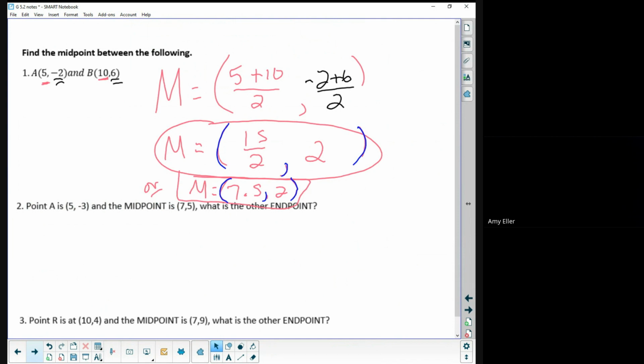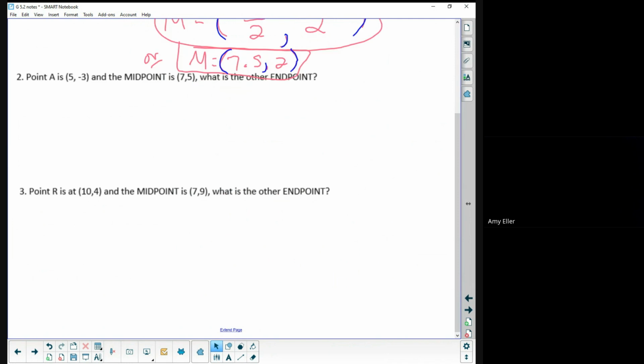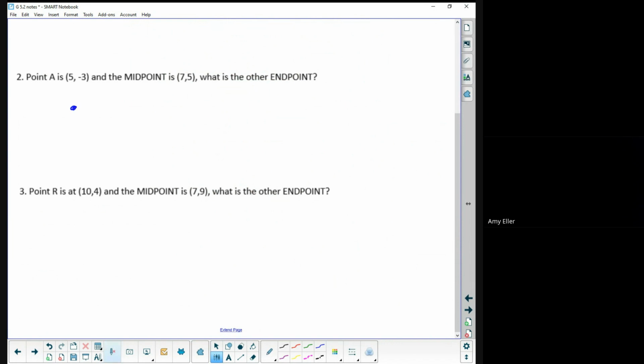Now, the directions for number 2 and 3 are very important. It says point A is 5, -3, and the midpoint is 7, 5. What is the other end point? Normally, I have 2 points, and I want to know the middle one. I use my formula to find the middle point. That's what we've been doing. Now, here's what we know. We know one of the points is 5, -3, and we happen to know the midpoint. It is not a question anymore. The middle point is 7, 5. We need to know the other end.